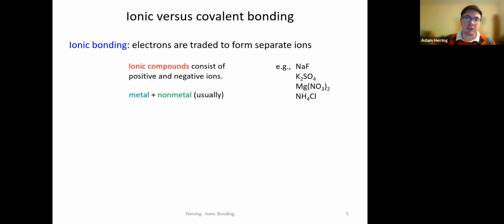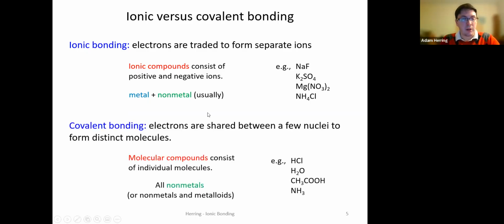Now, when you take a look at these different examples, you'll see that the first three all have combinations of metals with nonmetals. Sodium is a metal, potassium is a metal, magnesium is a metal, and then fluoride is a nonmetal, sulfate consists only of nonmetals, and nitrate consists only of nonmetals. However, ammonium chloride consists of nonmetals entirely, and this is the one example that you need to be aware of. All ammonium compounds are ionic compounds, and that's because ammonium is a cation, and so it behaves like other metals do.